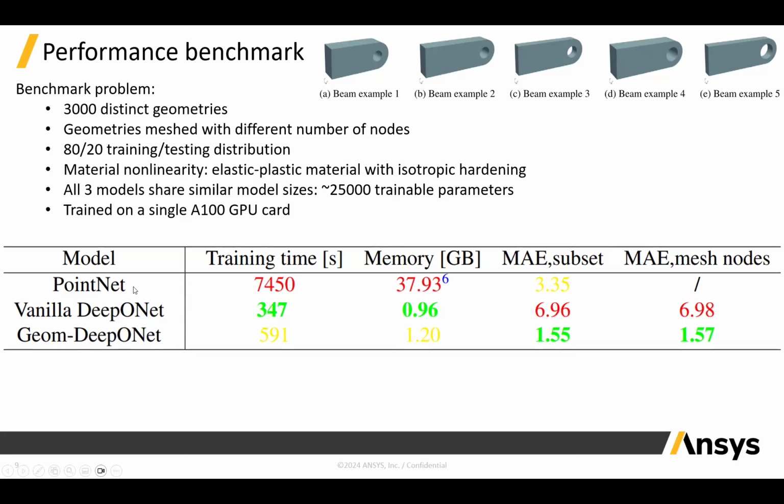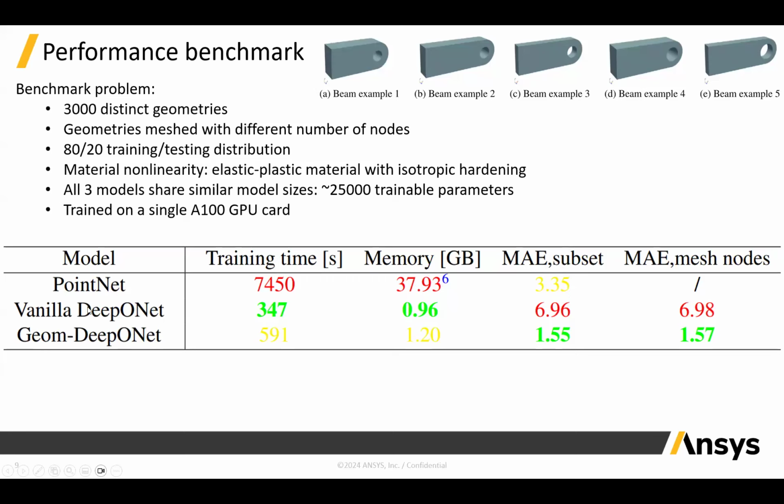Immediately we see that the PointNet running on the same hardware took about 7,450 seconds, so an extremely long training time. It also uses a lot of memory. That A100 GPU card has, I think, 40 gigabytes of memory, and it uses almost the full extent of that. Because the PointNet can only predict results on the point cloud, we only get results on a subset, basically 5,000 nodes that we randomly sample as the input. We get about 3.35 megapascal of error on the subset.